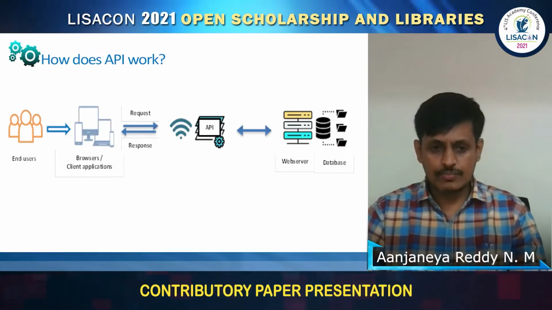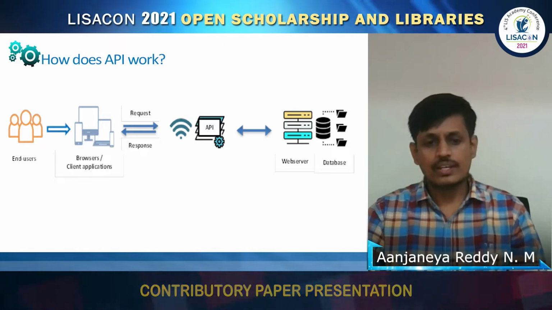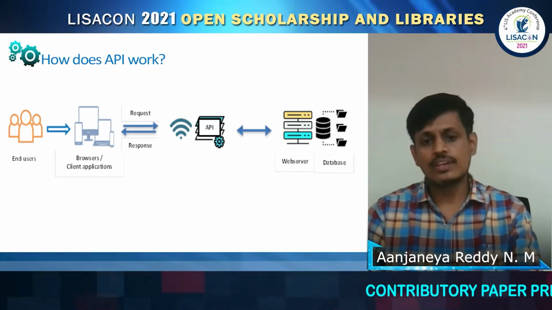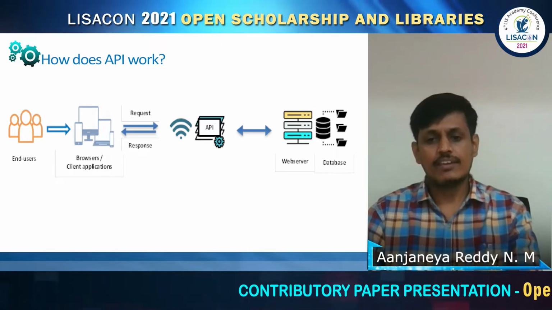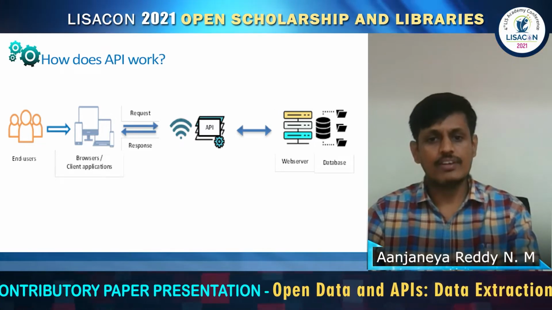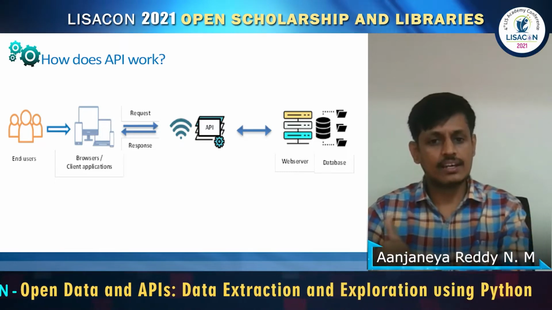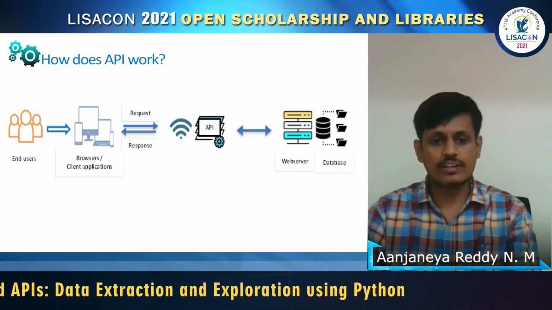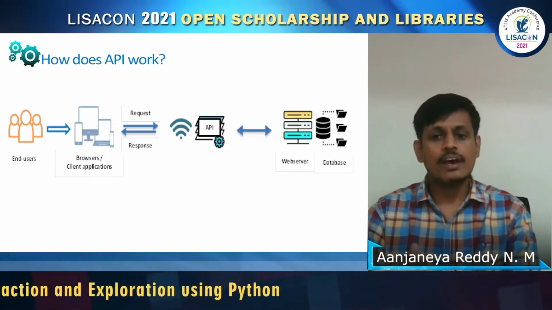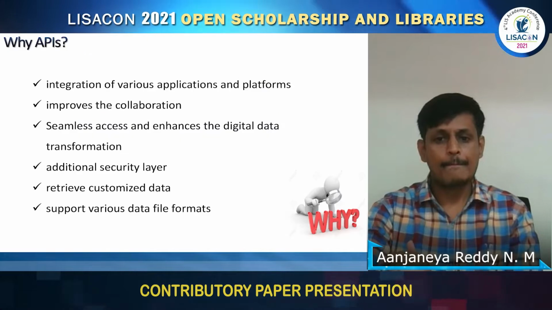So how does it work? Basically, if you look at this flow chart of the API, the user sends a request to the browser or client application, and the request will be validated by the API. If the request is valid, then it communicates with the web server and the database, and reverts back to the browser or the client application with the data in the form of JSON or XML.